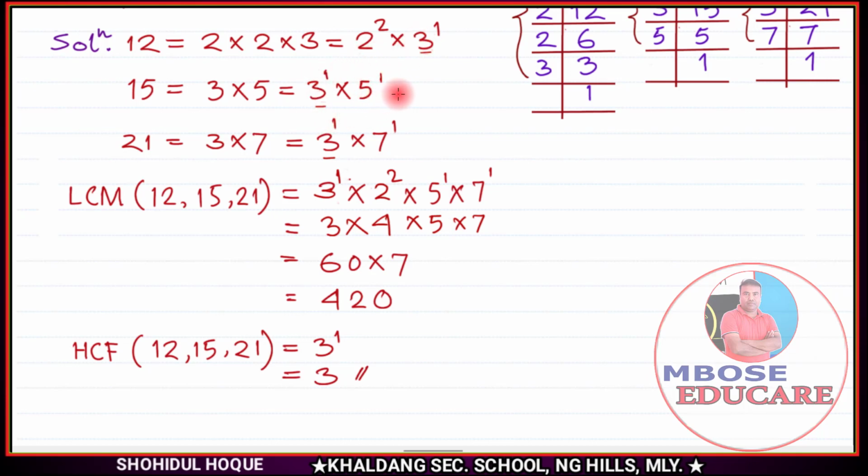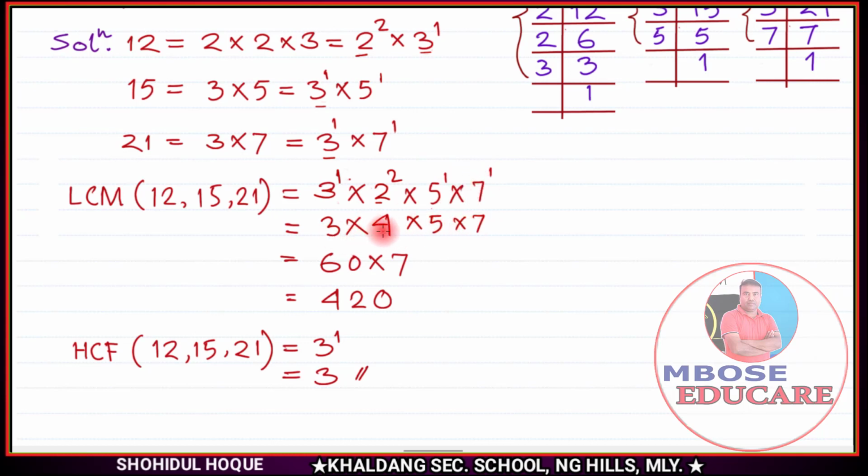When there is no other number common here, we have to write all the other left out factors together. You can see 2 to the power 2 we have written here. Next left out number is 5 to the power 1. Then another is left out, that is 7 to the power 1. Now we have to multiply all together.